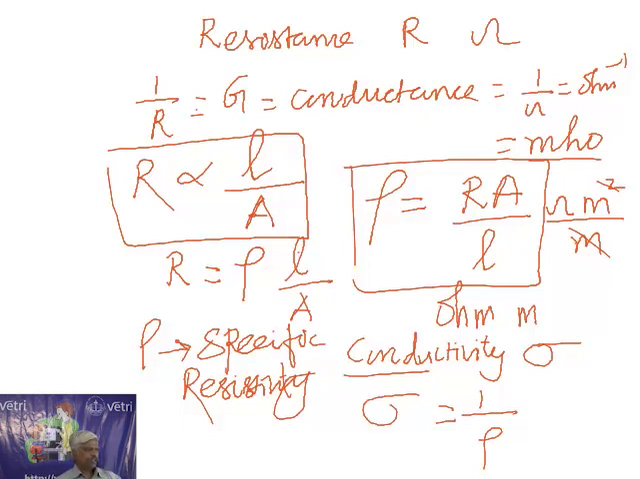The unit is 1 by rho. That means 1 by ohm meter, or ohm power minus 1 meter power minus 1, or mho meter power minus 1. That is also possible. Why I am telling this, be careful about this formula RA by L. We have to concentrate more on this, as it is problem oriented.